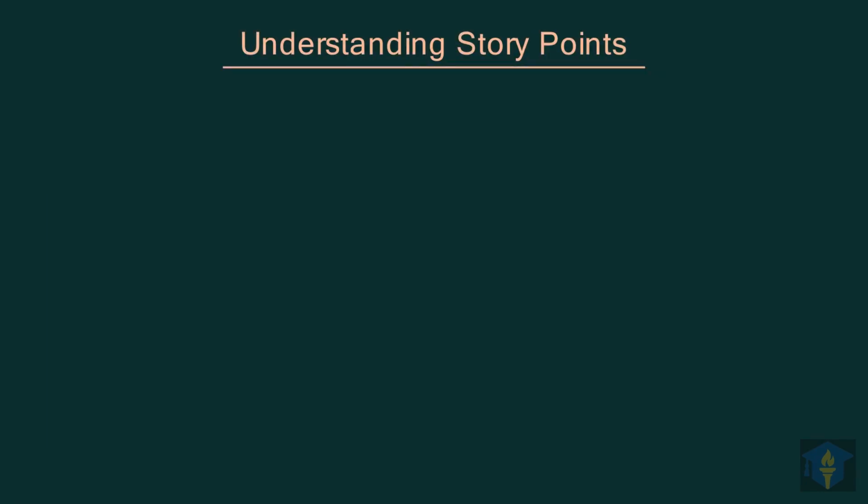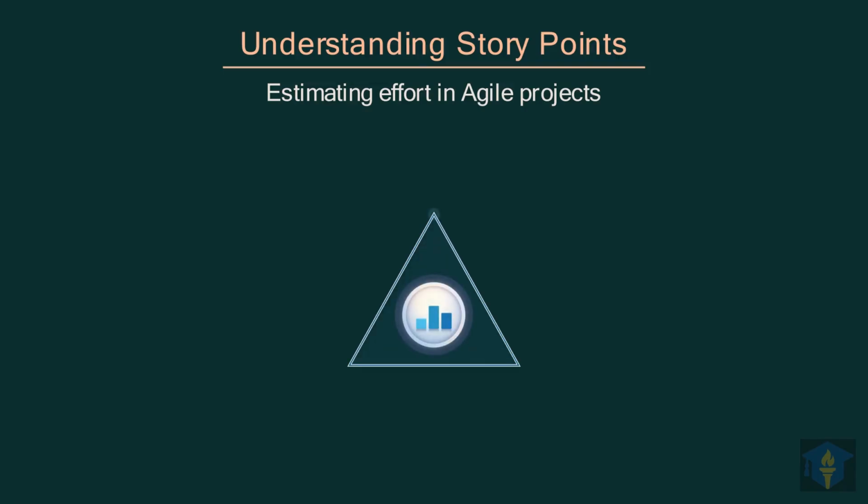Now, let's demystify story points, a crucial concept for estimating effort in Agile projects. We'll learn how story points help us estimate the effort required for tasks in Agile projects, not just time. First, story points consider the complexity of a task. How difficult is it to actually complete? For example, a simple UI change is less complex than a full database migration, impacting its story points.